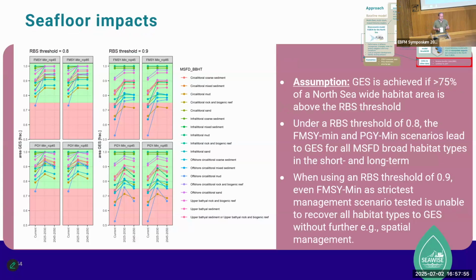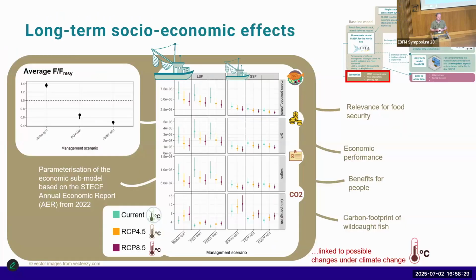If you look at the results, under the assumption that good environmental status is achieved, if you have more than 75% of a habitat, North Sea-wide habitat area, above this RBS threshold, then it is good. Then we see with an RBS threshold of 0.8, both scenarios, FMSY-min and PGY-min, bring us into the green zone. So this is good. However, if we would choose an RBS threshold of 0.9, even the most strict scenario is not able to bring it into GES for all habitat types.